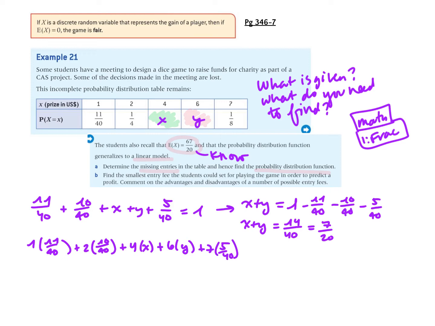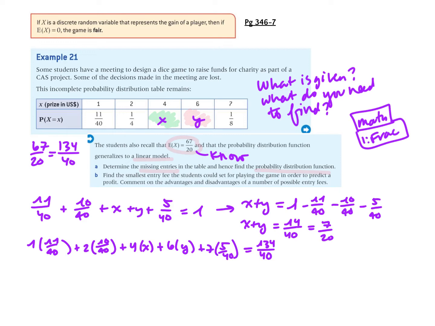5/40ths. And I know that that equals 67/20ths. I'm going to write this over here. Which, in case you were wondering, I know you are, is 134/40ths. You can leave it in 20ths. I just was being difficult. Okay, so that's my expected value.